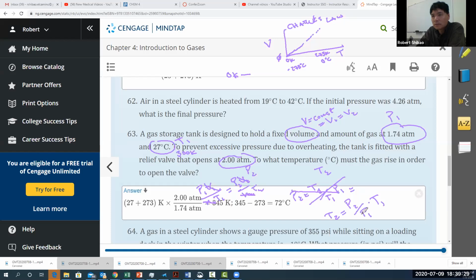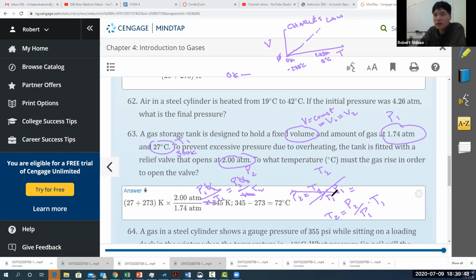So let's see what happens to the pressure. The pressure is going up or down. Okay, the pressure is going from 1.7 atmospheres to 2 atmospheres. So the pressure is going up. That means this is going to be greater than 1, which means the temperature is going to go up. If the pressure goes down, then the temperature has to go down, because this is going to be a fraction less than 1. So this is what we call the pressure fraction.